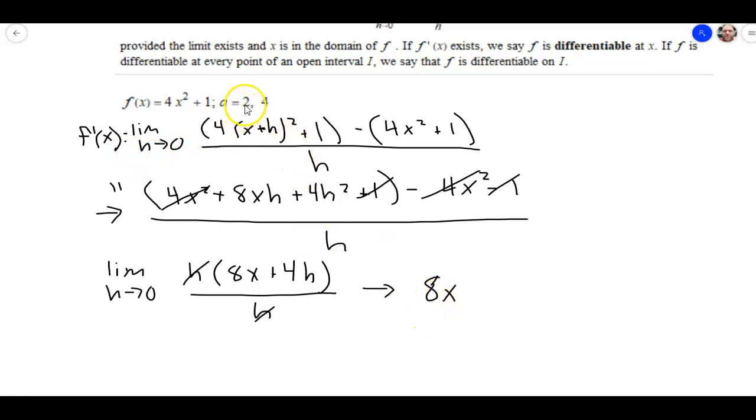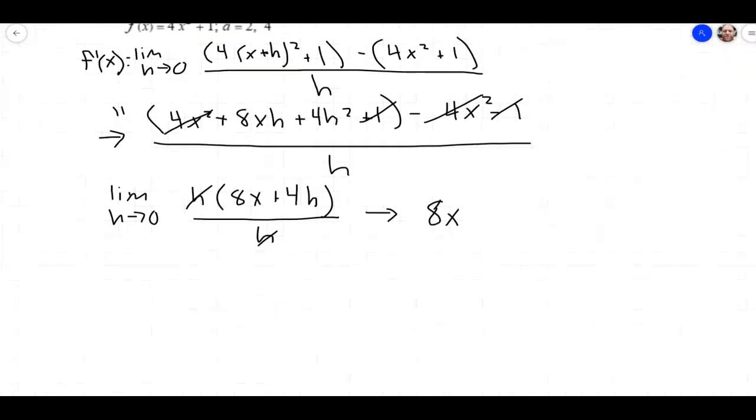Now I'm going to apply both 2 and 4. So f prime of 2 is just equal to 8 times 2, which is 16. And f prime of 4 is just equal to 8 times 4, which is 32. So the slope of the tangent line when x is equal to 2 is 16, and when x is equal to 4 is 32. All right, let's go ahead and move on to the next part of this here.